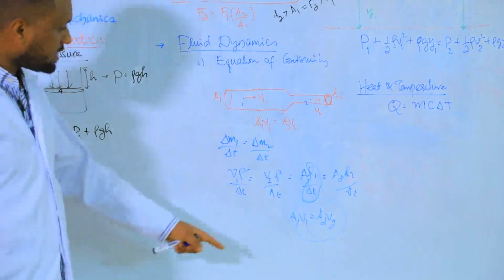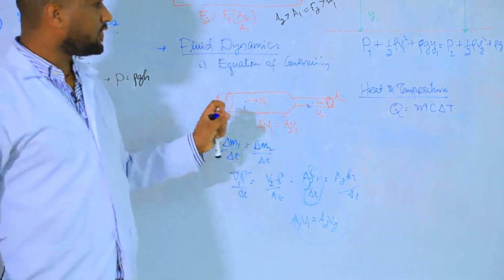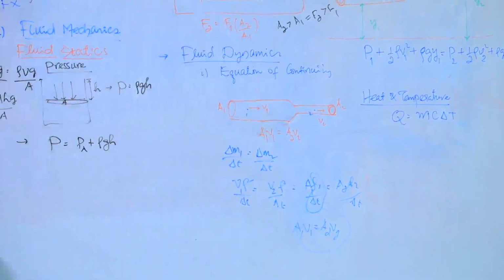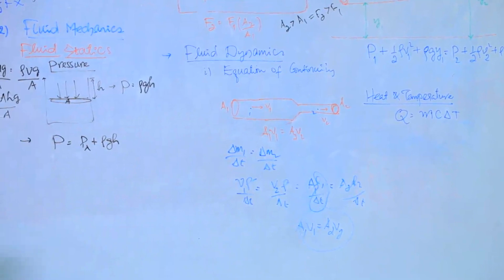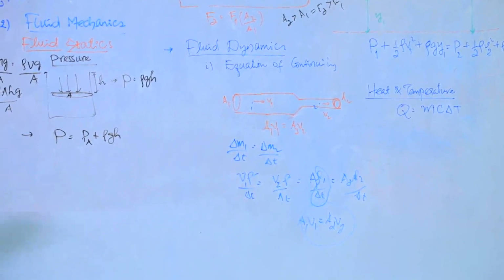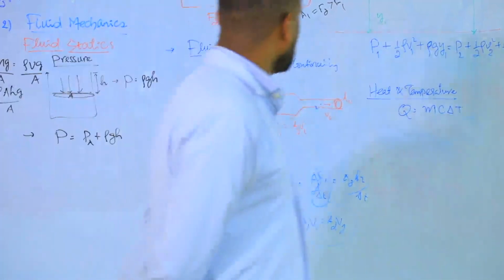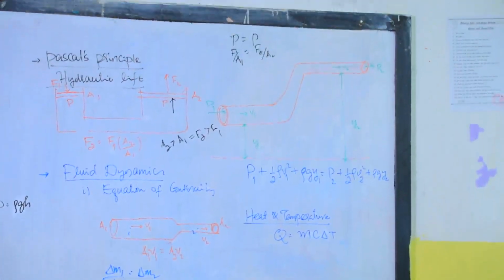So from this mathematical expression, you can tell that whenever the area of the pipe is increasing, the velocity at which the fluid is moving through it decreases, and when the area of the pipe decreases, then the speed increases, okay? The speed increases. So the second important principle in fluid dynamics is Bernoulli's principle.